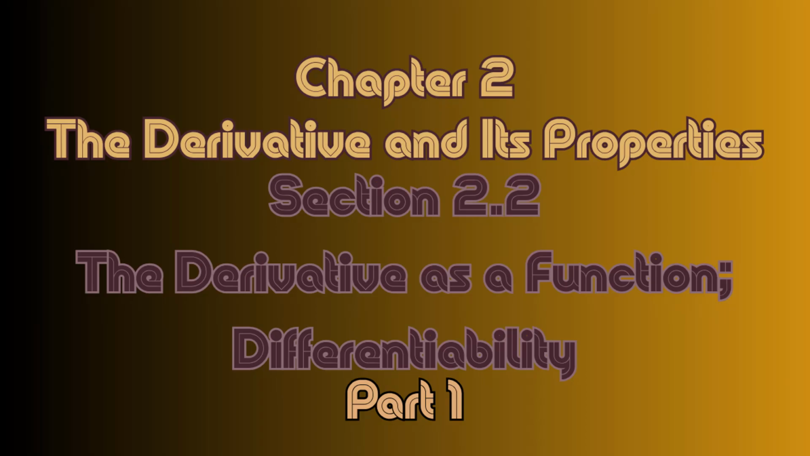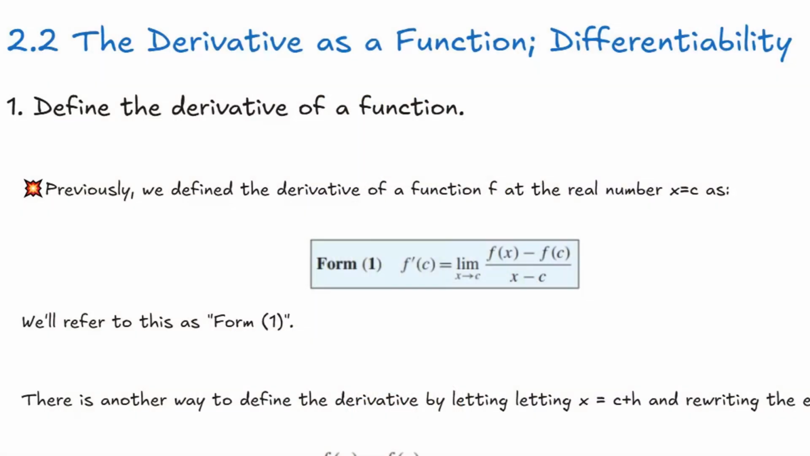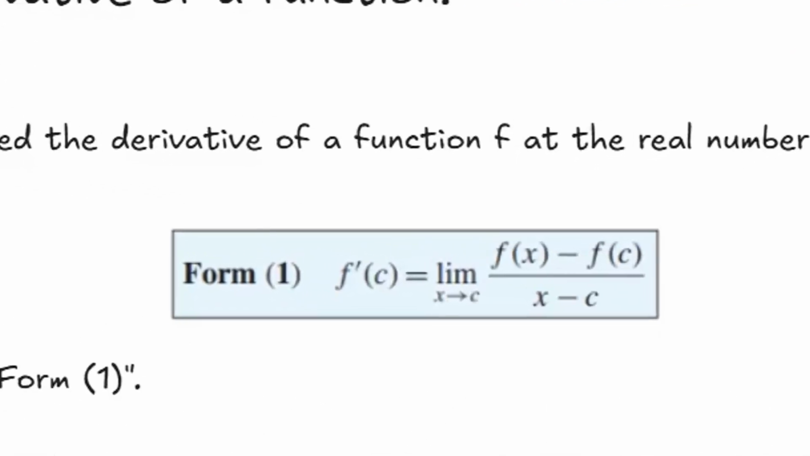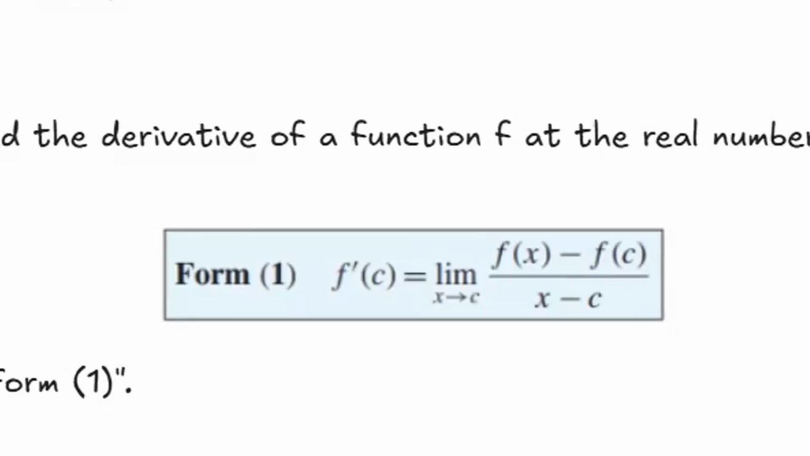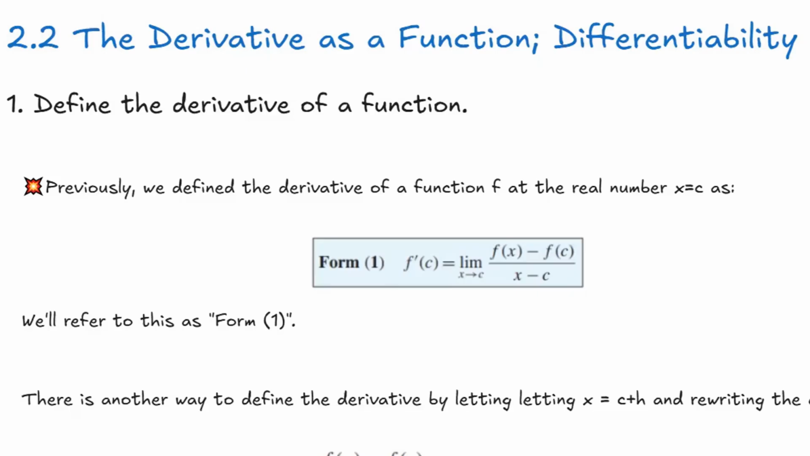All right, guys, Mr. Antonucci here, and in this video, we're going to talk about the derivative as a function as well as differentiability. So the first thing we'll do is define the derivative of a function. Before, we defined the derivative of a function f at the real number x equals c as the limit as x approaches c of f of x minus f of c all over x minus c, as long as that limit existed. We're going to call that form 1 because we're going to learn form 2.